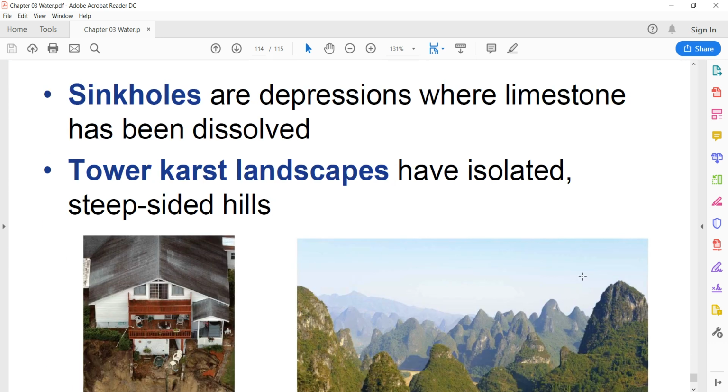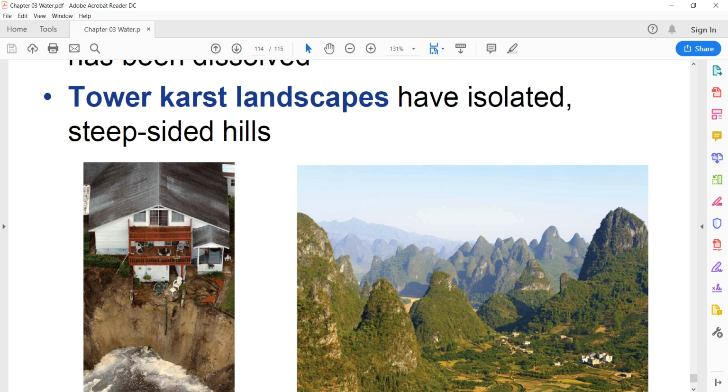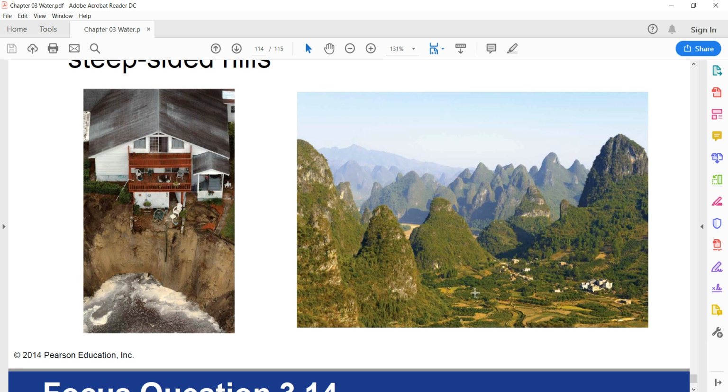Sinkholes are depressions where limestone has been dissolved. Again, limestone is a type of carbonate rock. Calcium carbonate is its chemical formula. Tower karst: karst landscapes have isolated steep-sided hills. These are a special type of karst where the carbonate rock has dissolved in the surrounding landscape and will leave behind this kind of tower landscape.